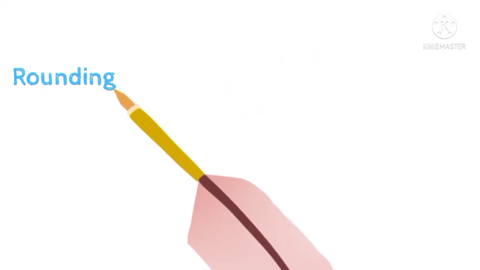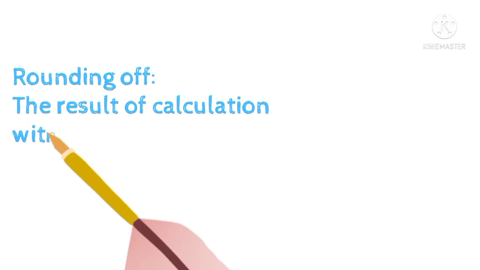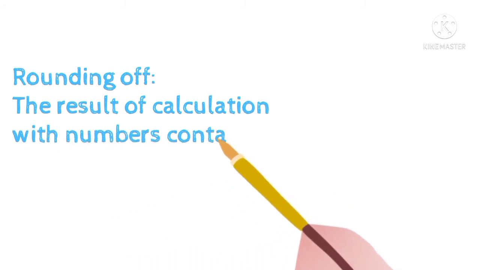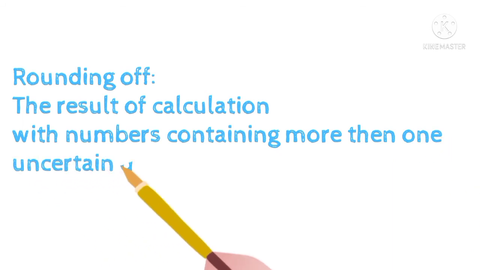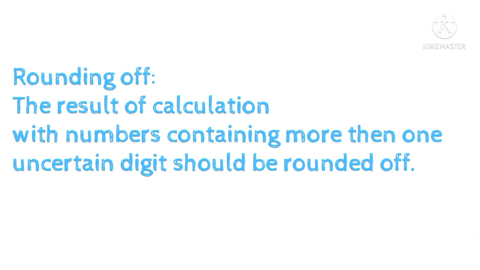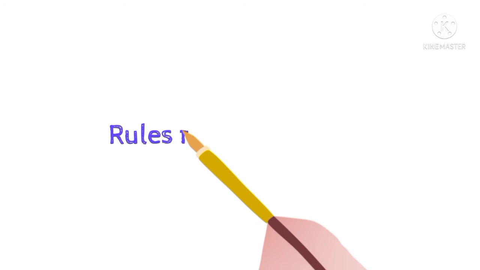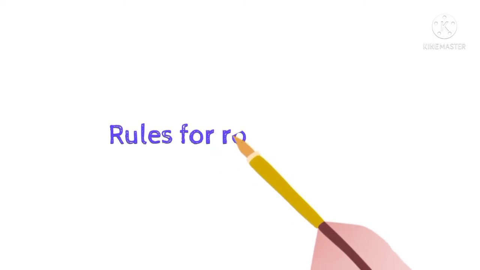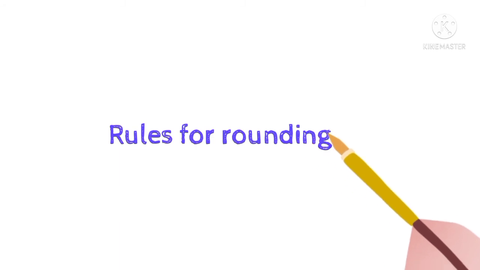Now, let's move on to the next topic, rounding off. The result of a calculation with numbers containing more than one uncertain digit should be rounded off. That is, the number after the decimal point is known as the uncertain digit. For rounding off also, we have a set of rules. According to these rules only, we will round off the decimal numbers.